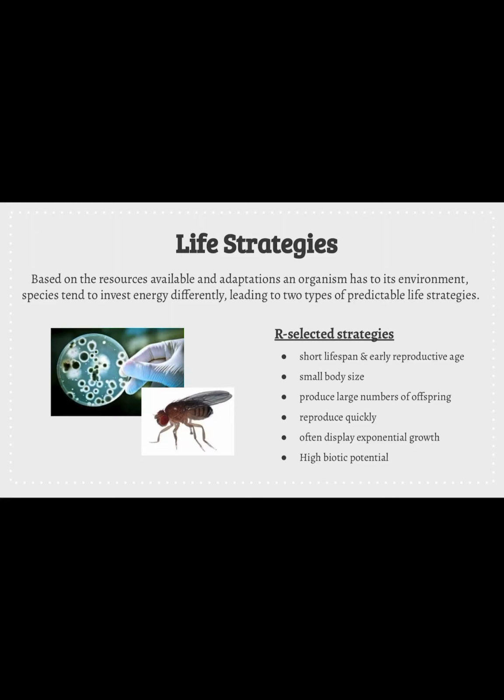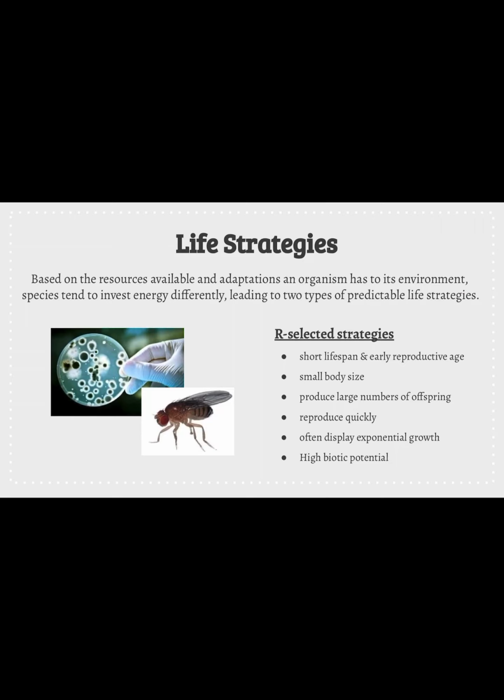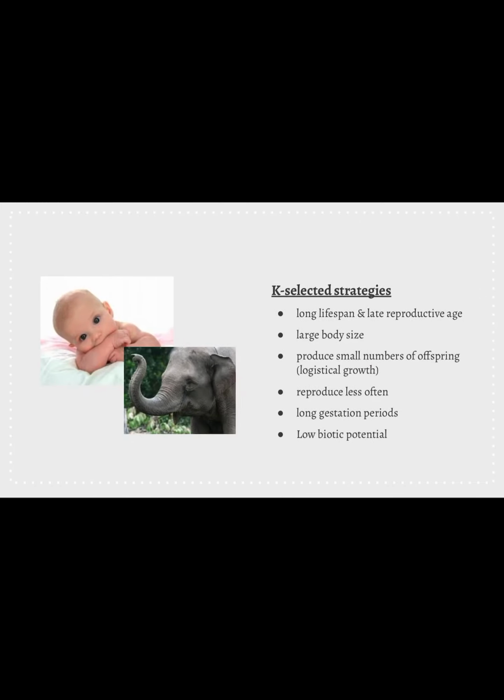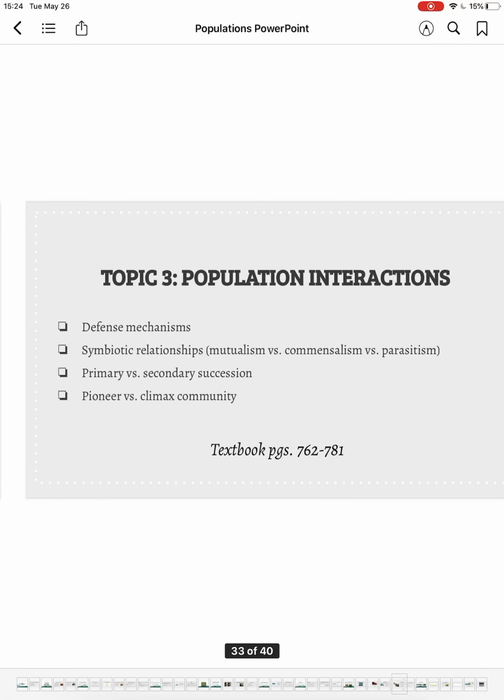R selected strategies have quantity. They create so many babies and hope some survive. K-selected strategists use quality. They put so much energy into one baby and make sure that one has the best chance of surviving. So those are the two strategies. R strategists are like bugs and bacteria. K-strategists are bigger mammals like elephants, babies, us, that sort of stuff. Okay. So that's the end of that section.